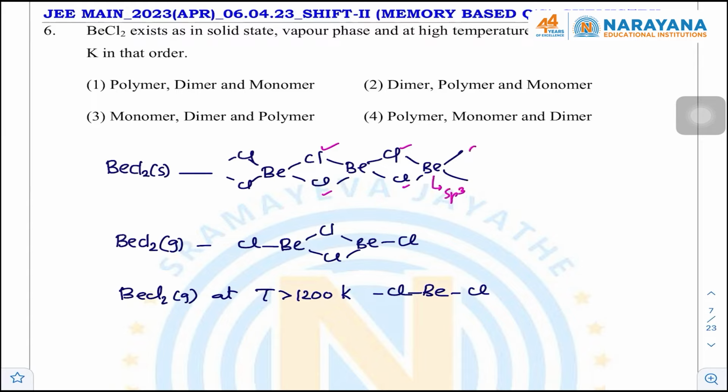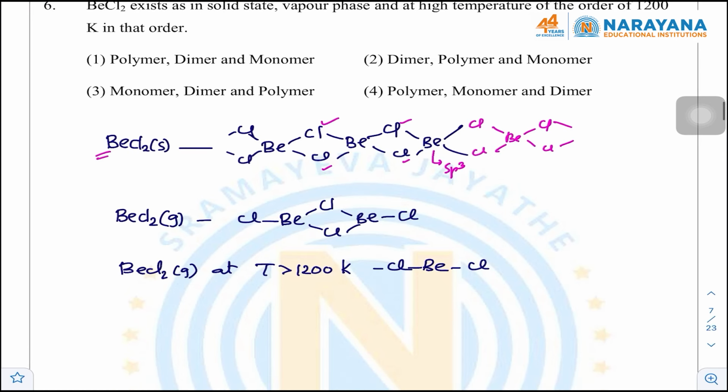So these beryllium chlorine bonds will extend and form a polymer. So in solid state it is a polymer. Generally in vapor phase, below 1200 Kelvin, it is a dimer. BeCl2 dimer will again have the chlorine bridge, Be2Cl4. At very high temperature, the dimer also breaks to form monomer.